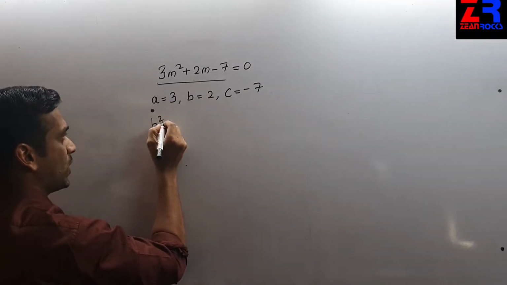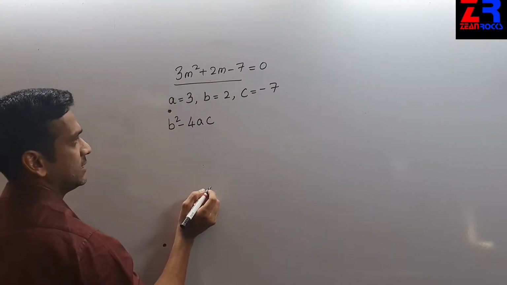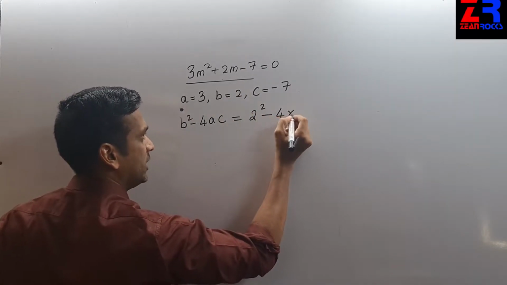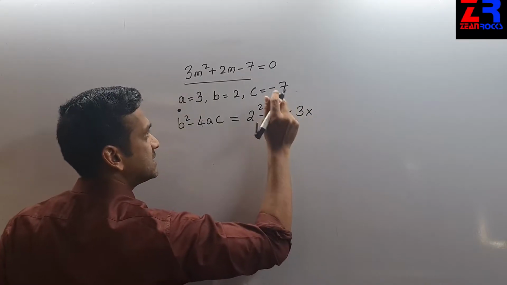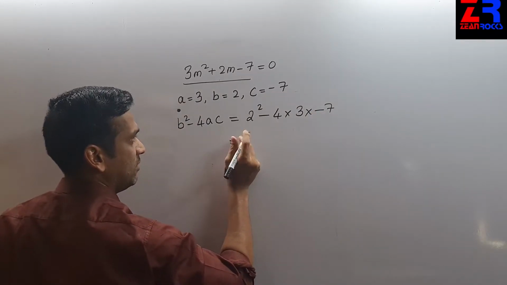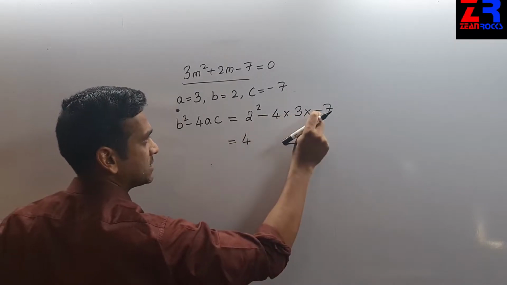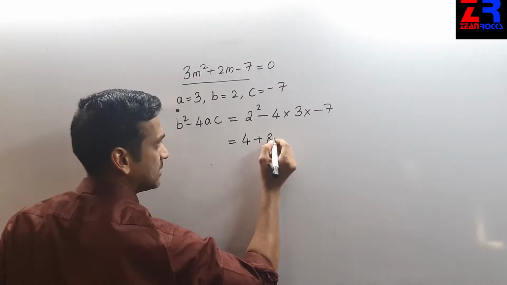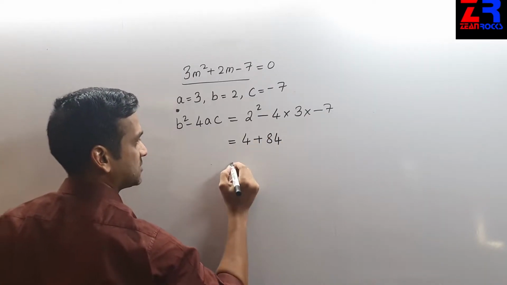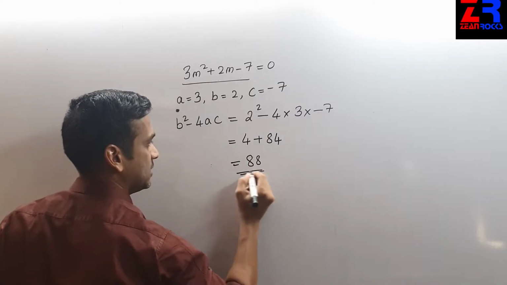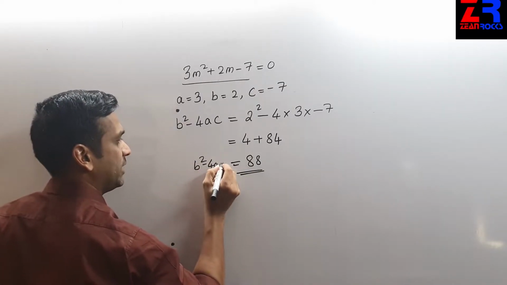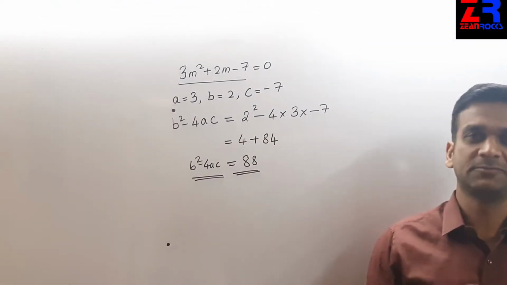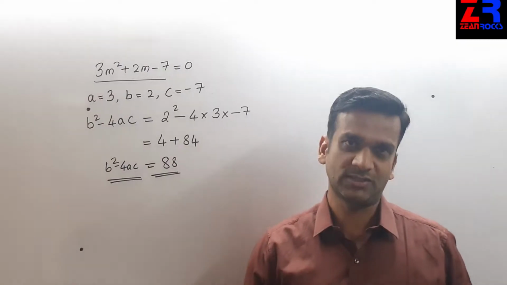I will write b square minus 4ac. That means b is 2 square minus 4 into a is 3, c is minus 7. So I will get 2 square is 4. Minus into minus is plus. 4 3s is 12. 12 7s is 84. 84 plus 4 is 88. I will get b square minus 4ac as 88. Is this clear? So the first step is clear, to get the value of b square minus 4ac.